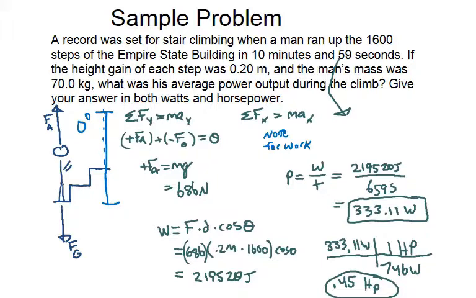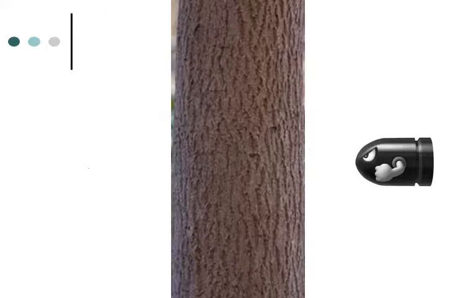The conversion to horsepower is 746 watts per horsepower. So 0.45 horsepower is the value that we get here.